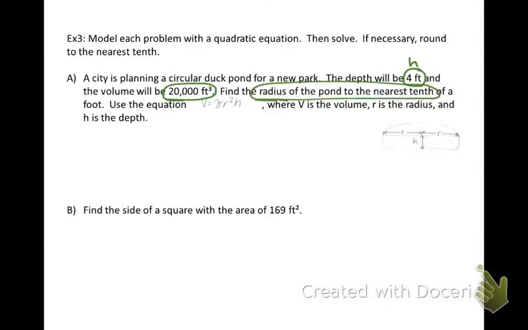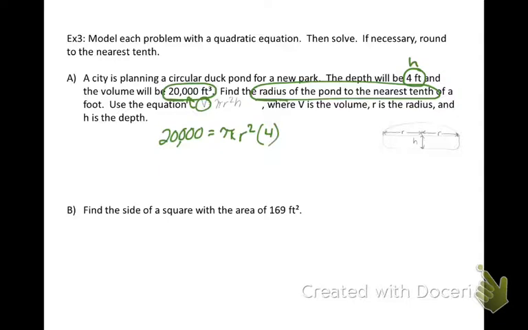Aren't they nice though? They gave you the formula. V equals pi r squared h. And we're trying to find the radius. So volume equals 20,000. Do not put the feet squared. Do not cube anything. Just leave it 20,000. And then you're going to do pi r squared. And then the height of the pond is 4.